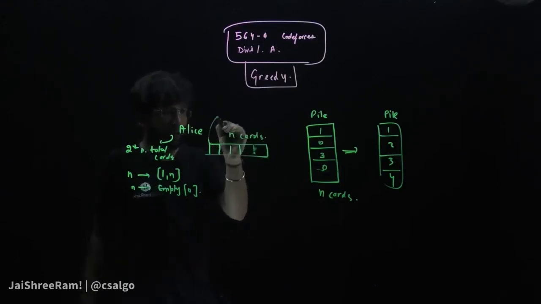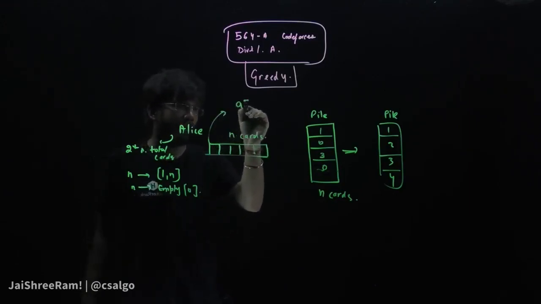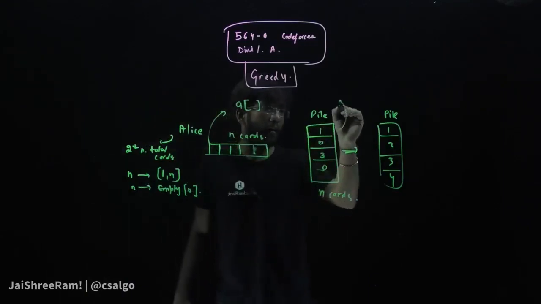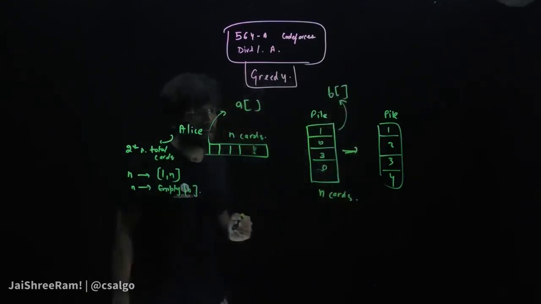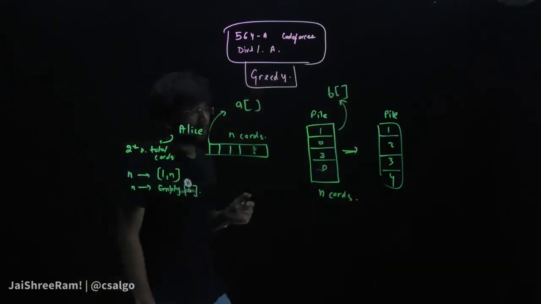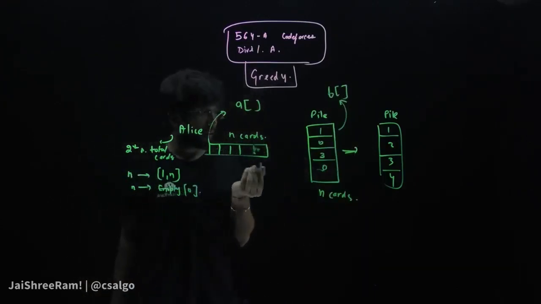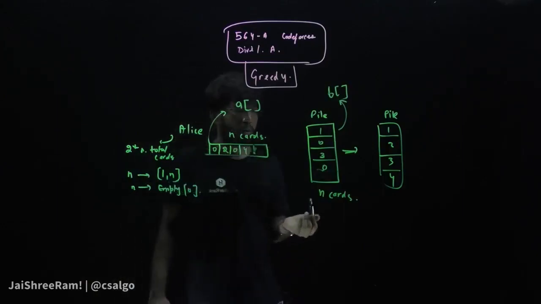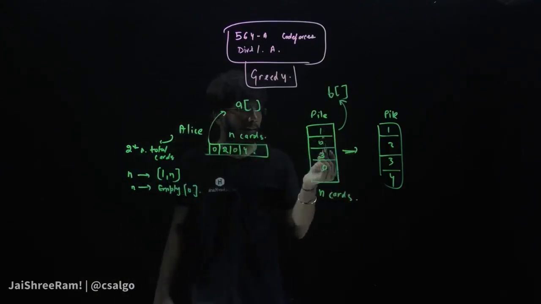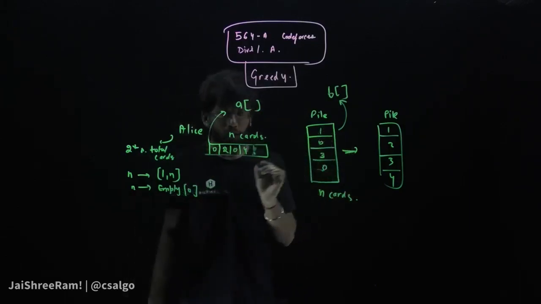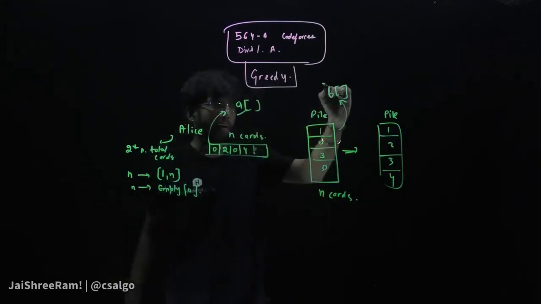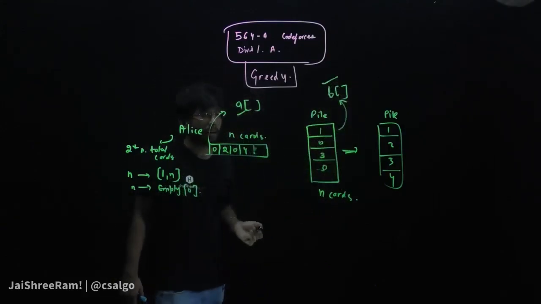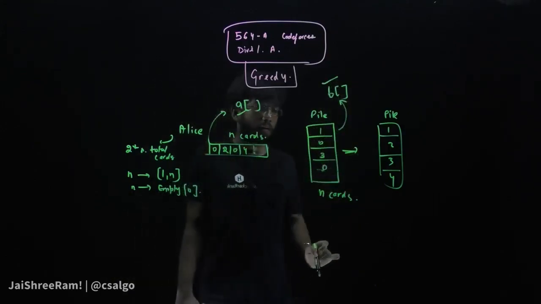So we are given an array of size n, which is A, and an array of size n, which is B. And we are also assured that every element from 1 to n is present exactly once, either in array A or in array B. And we have to reach this configuration.